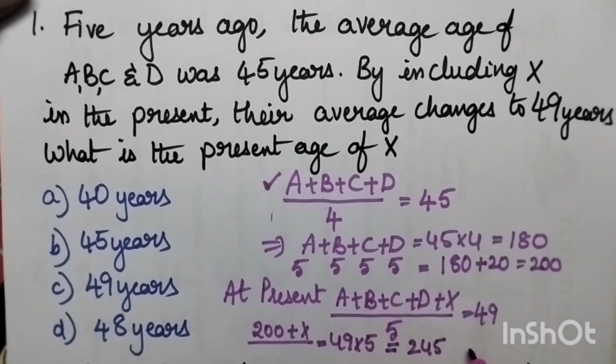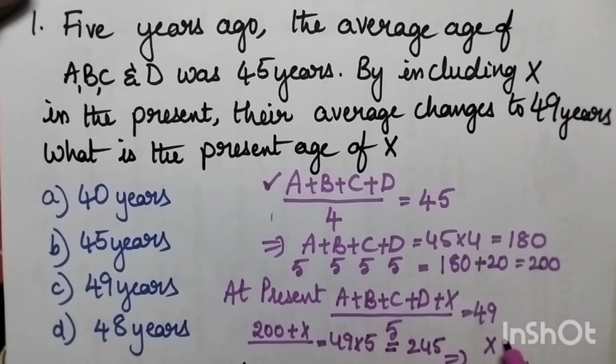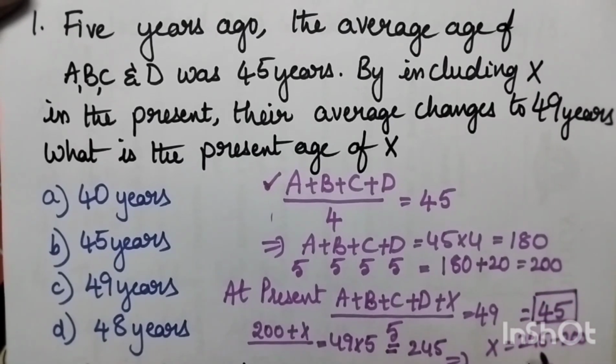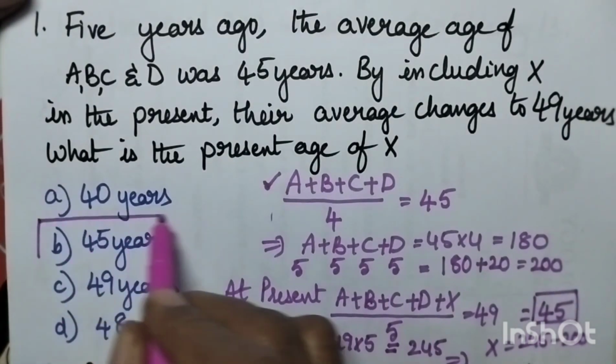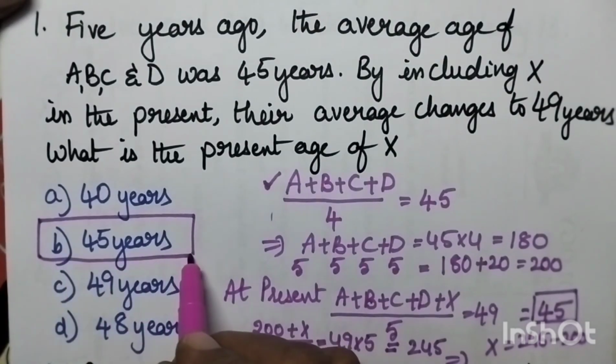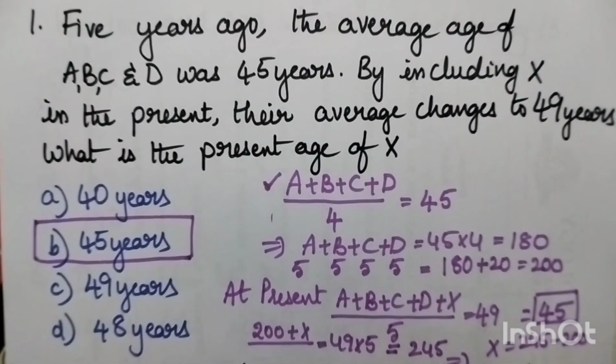245. That implies X equal to 245 minus 200 and that is equal to 45. So the age of X is 45 years. Hence the right option is B and it is 45 years.